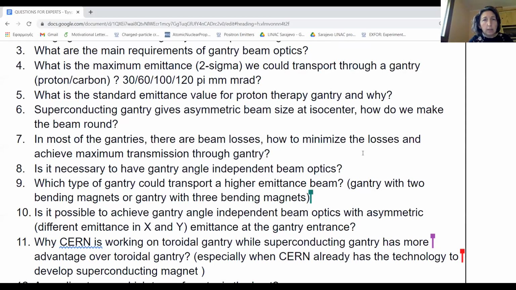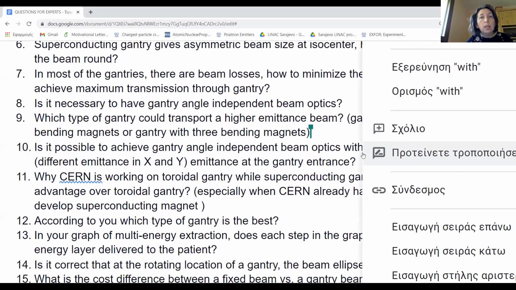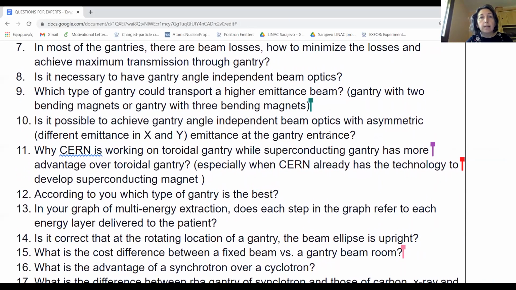Then, in most of the gantries, there are beam losses. How to minimize the losses and achieve maximum transmission to gantry? Okay, I would say that there are beam losses in cyclotron gantries. So in gantries coupled with the cyclotrons, because the beam coming from the cyclotrons is huge and you need collimations and degraders and other insertions to get to the correct and to the wanted energy and beam size. So that's why you have losses.